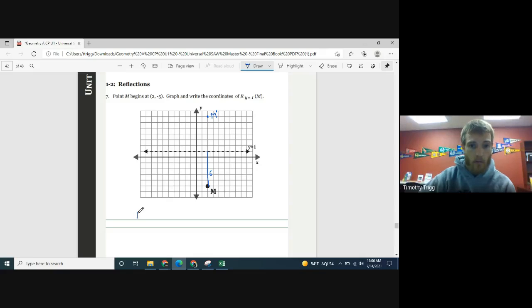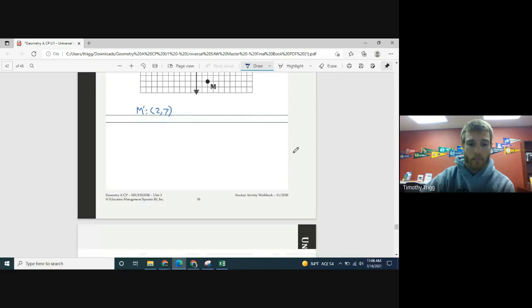Now we want to put the coordinates for M prime. So M prime has what coordinates? Well, here we would look at what are the coordinate points from here? So it was 2. The coordinate points are 1, 2, comma, 1, 2, 3, 4, 5, 6, 7. So M prime, its final resting spot is 2, comma, 7. Okay, let's move on.